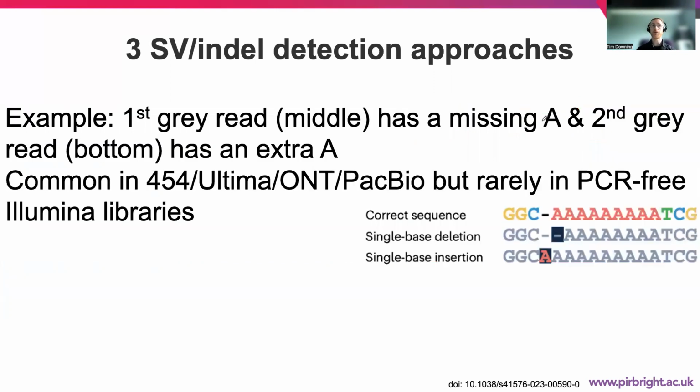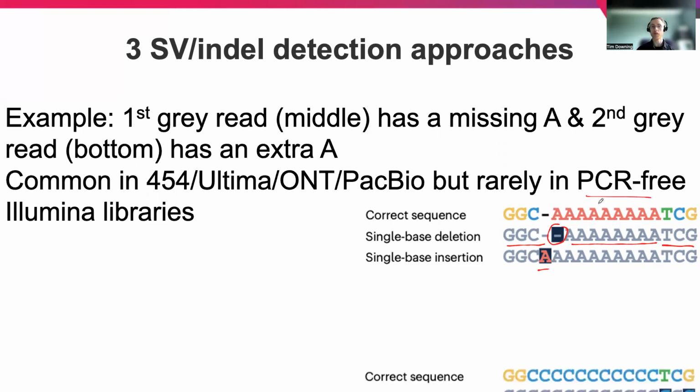So let's look at some of these examples. Here we're looking at the gray read in the middle. You can see it has a homopolymer with many A's before we get this TGC sequence. You can see here that it's missing an A, perhaps in that read the starting A was missed, whereas the bottom one has an extra A, which can happen quite easily with reads. And that would create an insertion in our lower read and a deletion in our upper read. And this is common in 454 and nanopore and PacBio libraries, but less common in PCR-free Illumina ones.